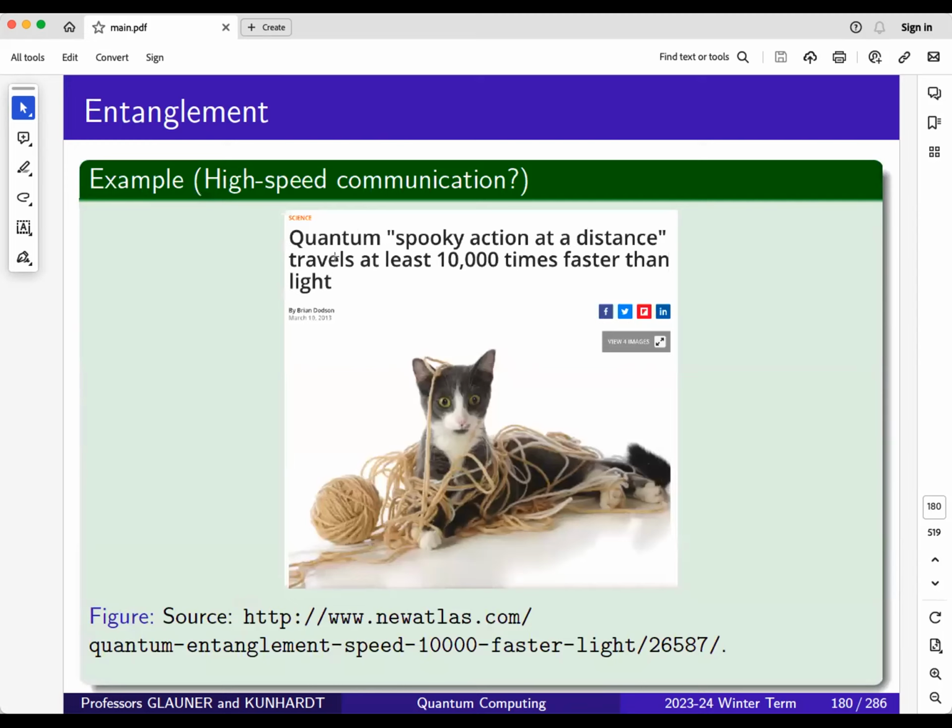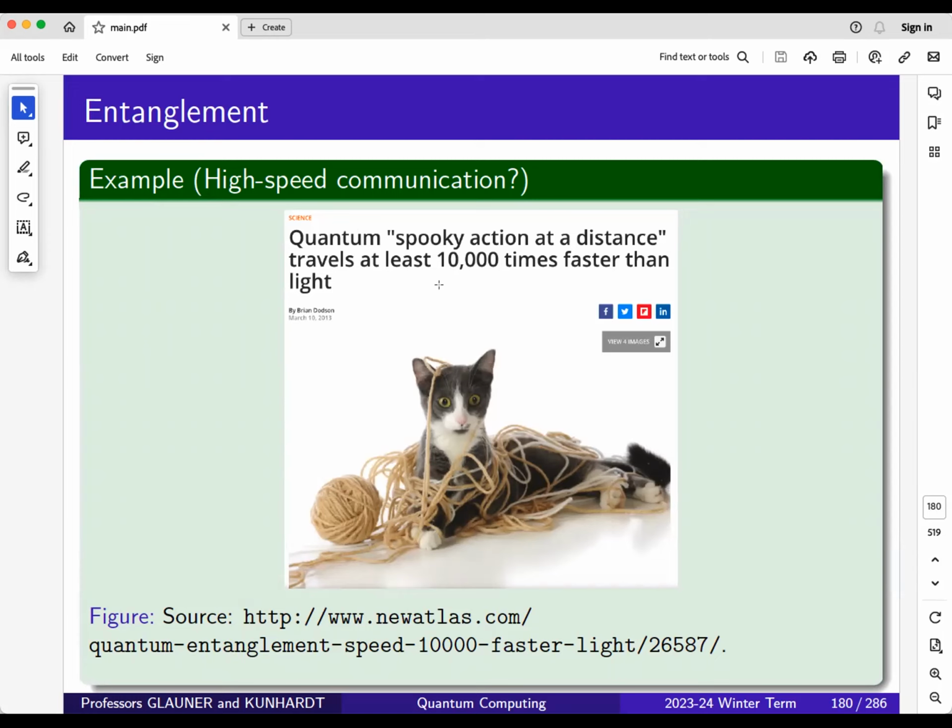Einstein once said, entanglement is a spooky action at a distance. I don't know if you ever heard that statement. So when you measure a subsystem of an entangled state, the other subsystem is automatically measured too. And entanglement travels faster than light. So even if these two subsystems that are entangled are super far away, when you measure one subsystem and the other subsystem is automatically measured too, that one goes faster than the speed of light.